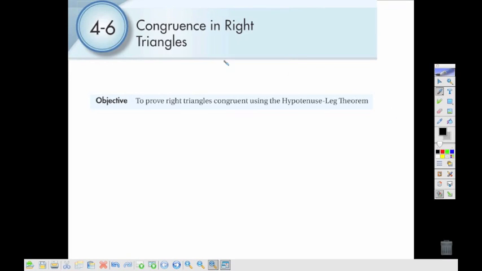In section 4.6, we're going to look at a special triangle congruency called the hypotenuse leg theorem. This is similar to when we were using side, side, side, side, angle, side, angle, angle, side, and angle, angle, side. We're going to add then hypotenuse leg. Now remember, we're not allowed to use side, side, angle.